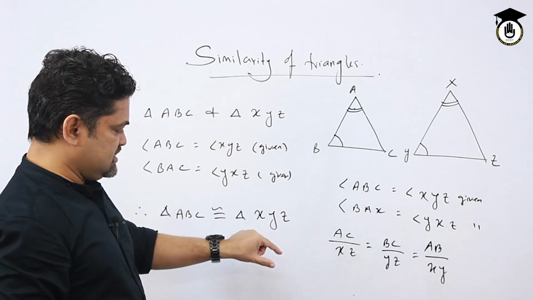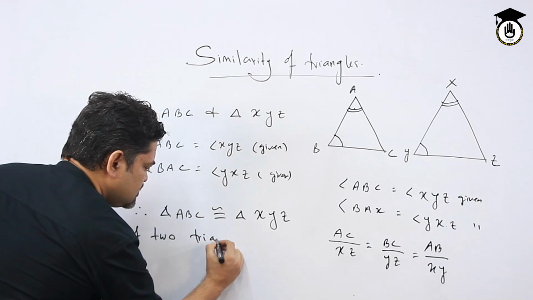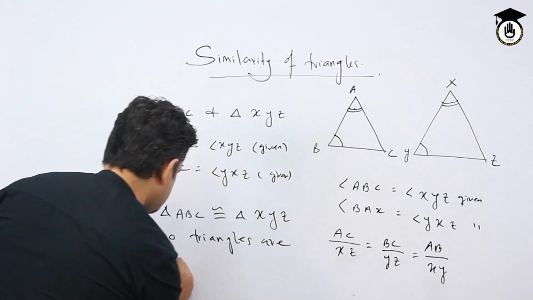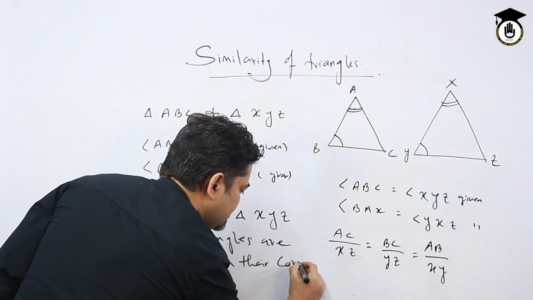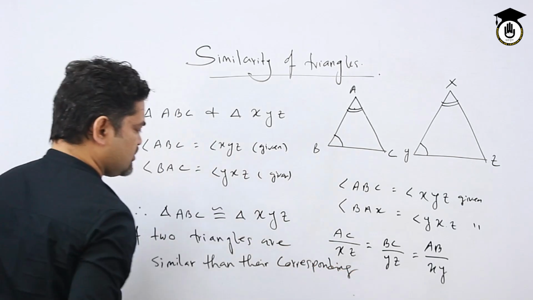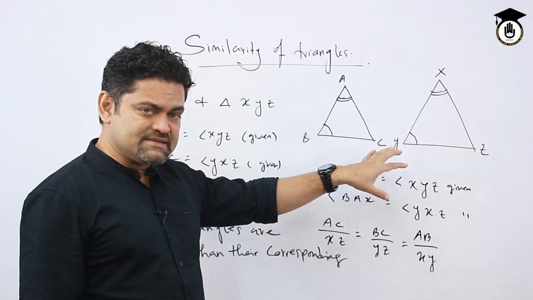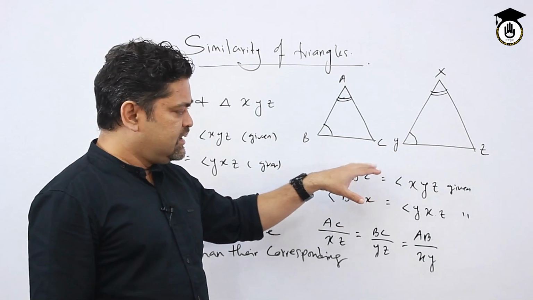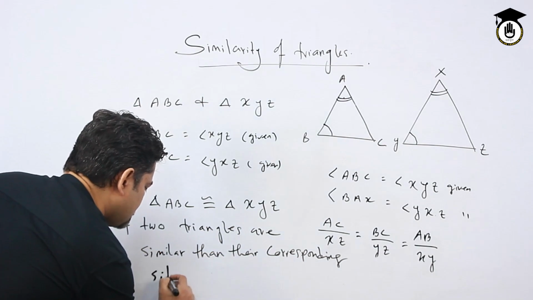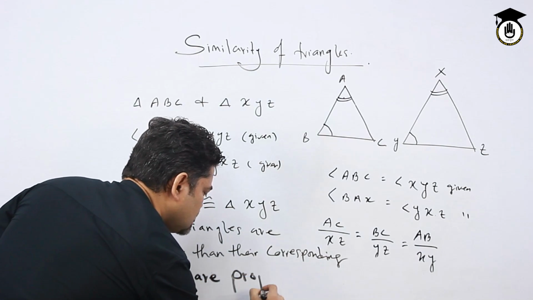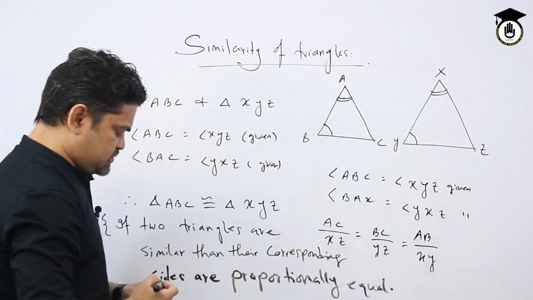So I can now write the logic. We have proved that these two triangles are similar, as the angles are given equal. So if two triangles are similar, then their corresponding sides are proportionally equal. That's what I have shown you here.